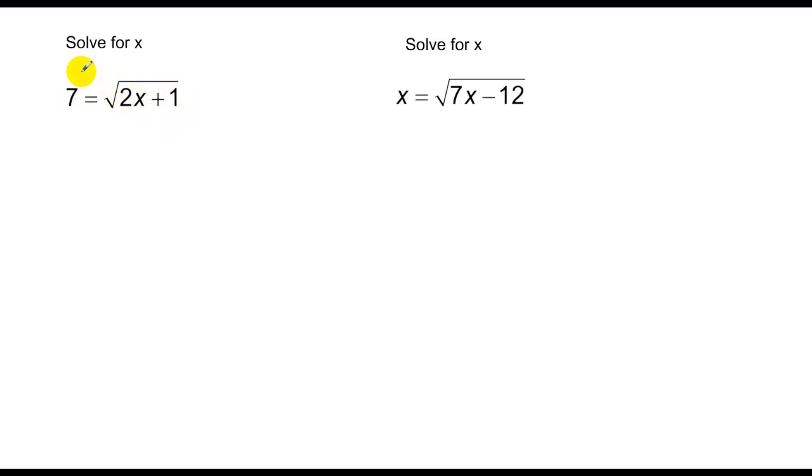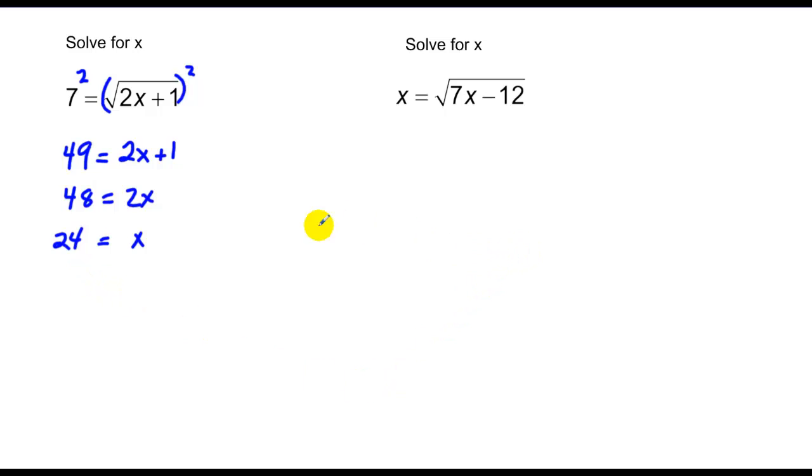But in either case, if I square both sides, any root multiplied by itself is just what's under that root. So the square root of 2x plus 1 squared is just 2x plus 1, and then 7 squared is 49. Subtract the 1, sorry. Get 48 is equal to 2x, and then x is equal to 24. We can check this real quick by saying that's 48 plus 1 is 49, and the square root of 49 is 7, so it checks.